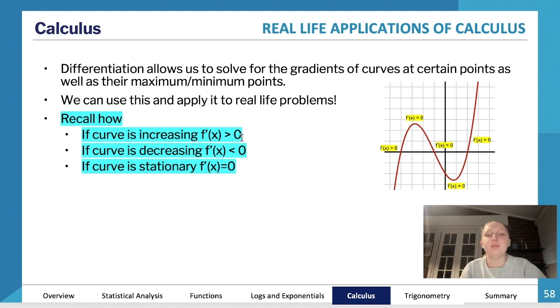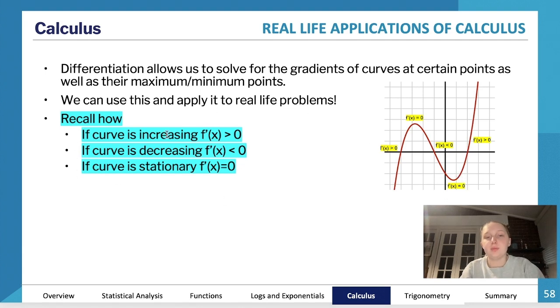Okay? Opposite is true for if the curve is decreasing, f'(x) will be less than 0, so you can see that at all the points where we've got a negative gradient. And then at the points where our curve is stationary, f'(x) is equal to 0. So we can see that at our maximum here, and then our minimum as well.